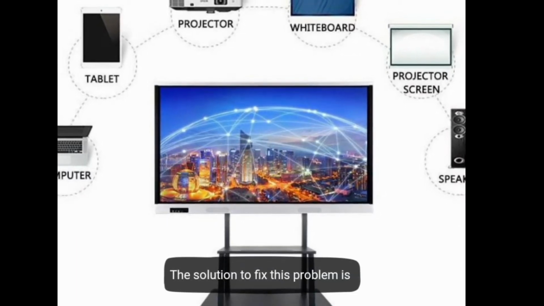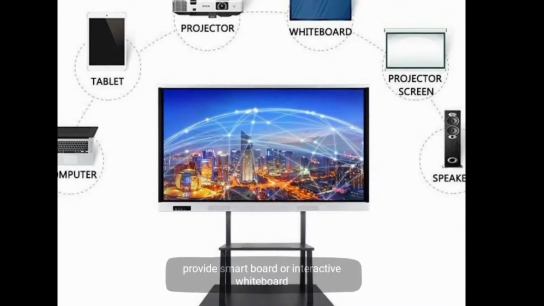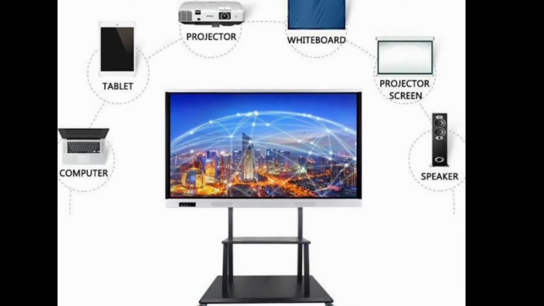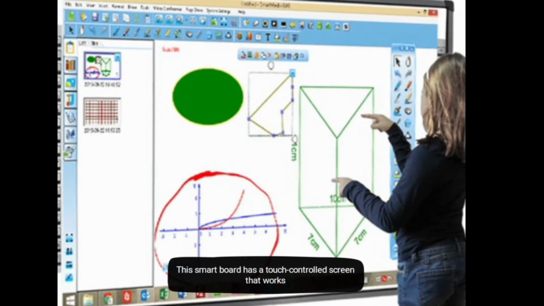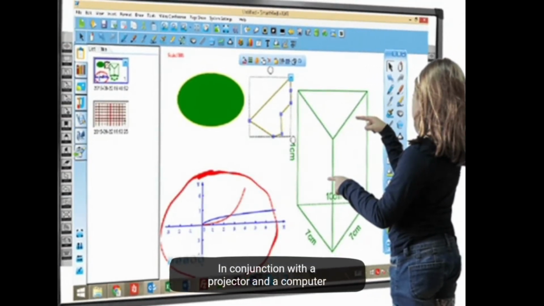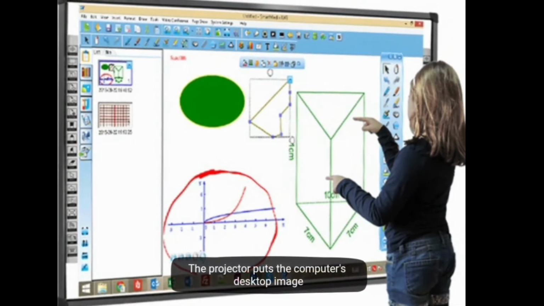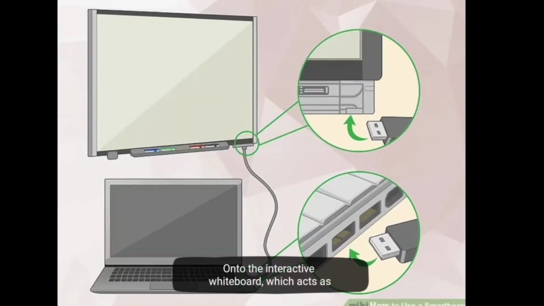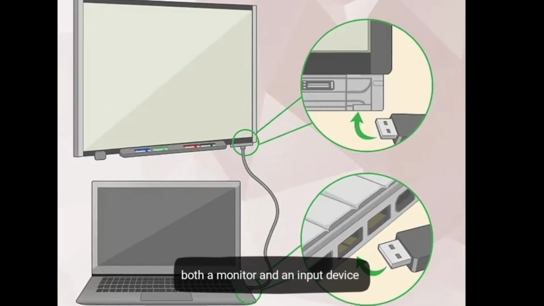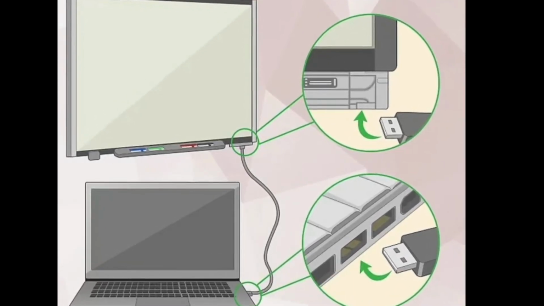The solution to fix this problem is to provide a smartboard or interactive whiteboard in each class. This smartboard has a touch control screen that works in conjunction with a projector and a computer. The projector puts the computer desktop image onto the interactive whiteboard, which acts as both a monitor and an input device.